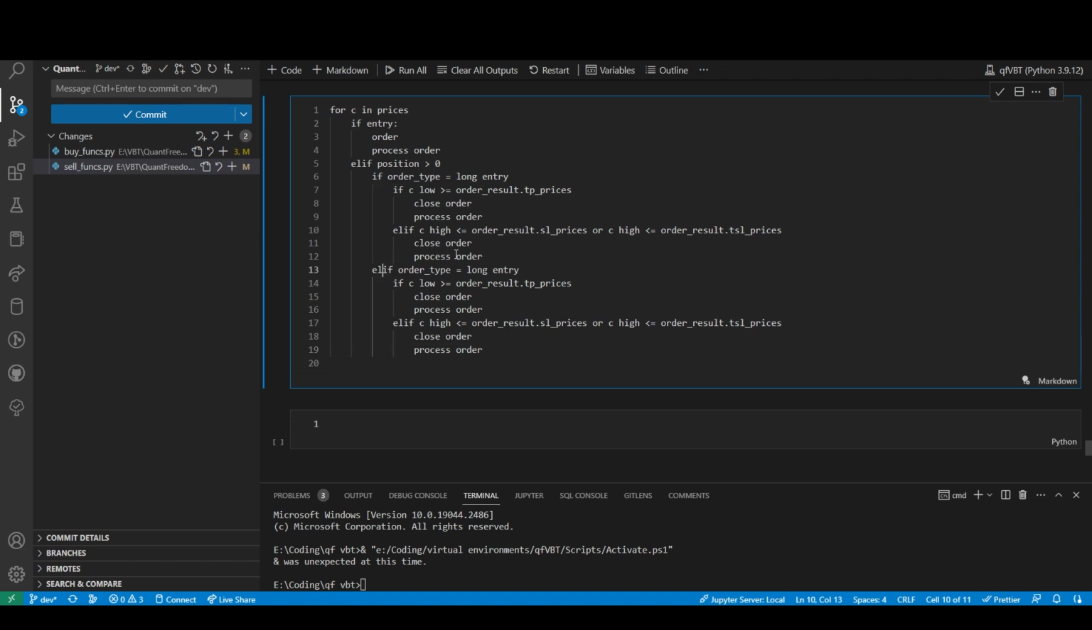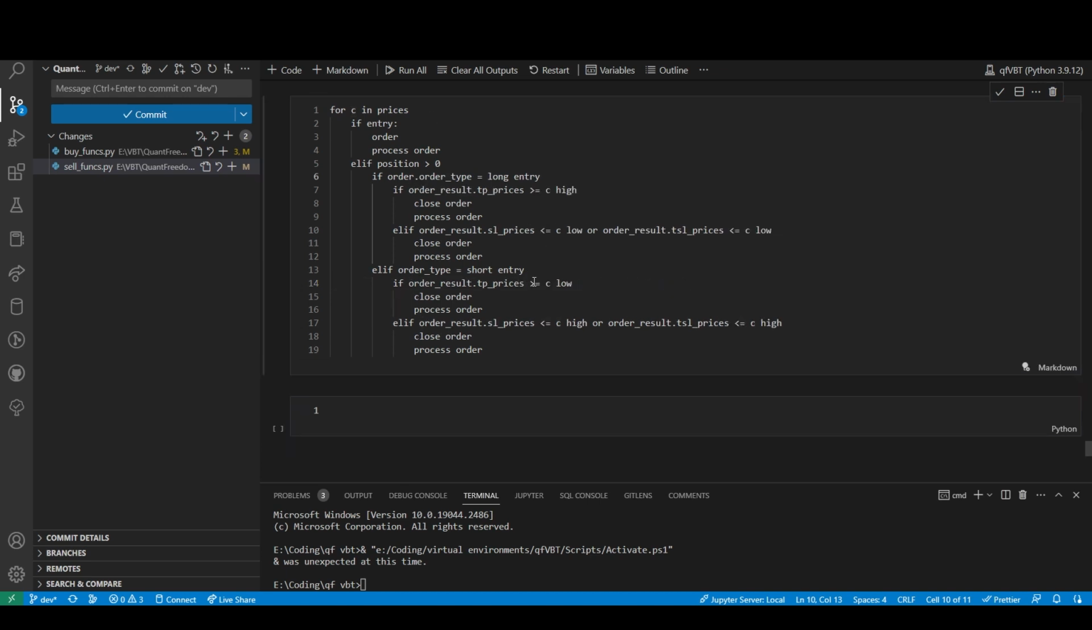Else, if long is short entry, then you do this. So if the C low is greater than... I think it'd probably be better to do it like this. So I think that this is correct. So if we are 4C in prices or whatever, if entry, then do the order, then process the order. Else, if we're in a position and the position is a long position, then get the result.